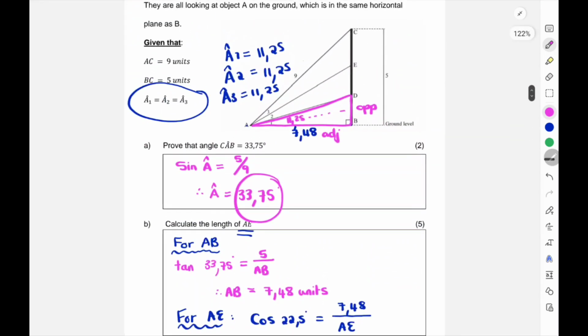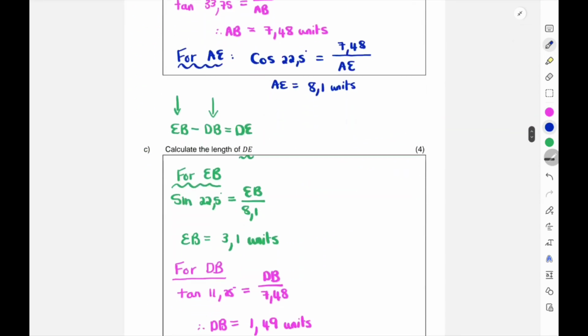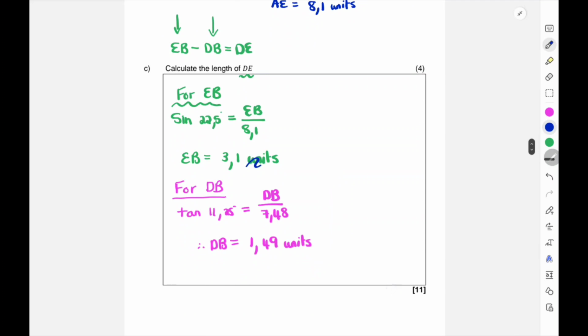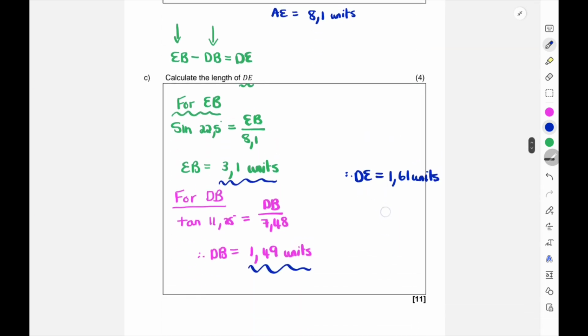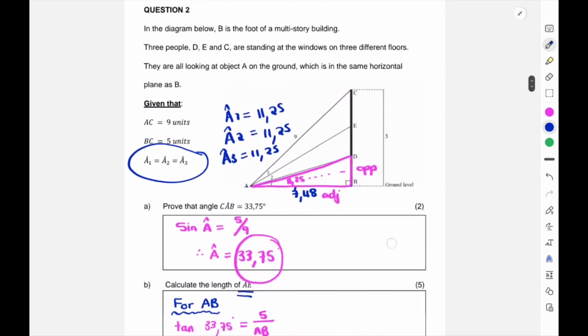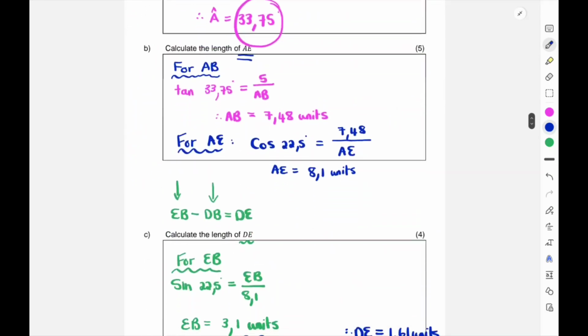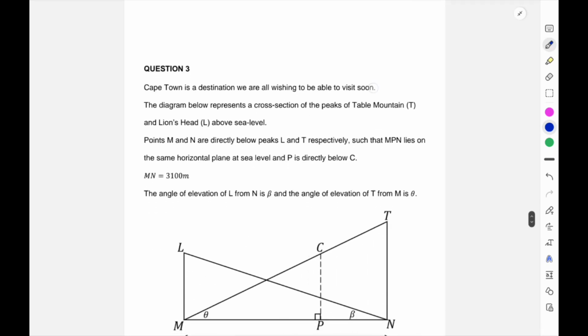Okay, so now remember the original, what we said, EB, there's EB, minus DB will give you DE. So DE is equal to 3.1 minus 1.49, which gives you 1.61 units. Oh, I hope I'm right. Okay, I'm sure I am. 3.1 minus 1.49 gives you 1.61. Okay, so that is that question.